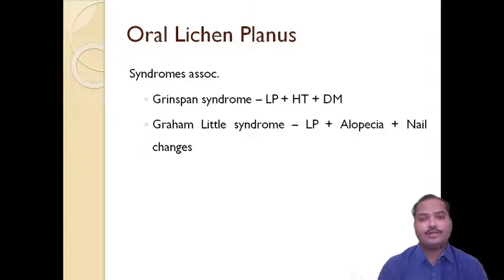Now there are some syndromes which are associated with lichen planus, like Greenspan syndrome, which has manifestations of lichen planus, hypertension, and diabetes mellitus. Though it is somewhat debatable nowadays that Greenspan syndrome is no longer an entity, there is Graham-Little syndrome, which has manifestations of lichen planus, alopecia, and certain nail changes.